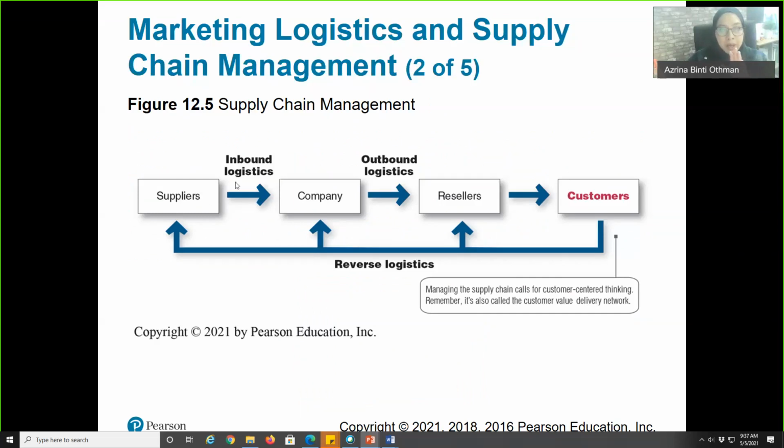Okay, supplier, we have inbound logistic. Okay, suppliers to company, inbound logistic. Company to reseller is outbound logistic. Okay, and then reseller to customer. So, ataupun customer boleh pergi kepada reseller, boleh pergi kepada company, boleh pergi kepada supplier. And this is what we call reverse logistic. So managing the supply chain calls for customer-oriented or centered thinking. Okay. Remember, it's also called customer value delivery network. Selain daripada kita panggil sebagai supply chain management, we also call it customer value delivery network.